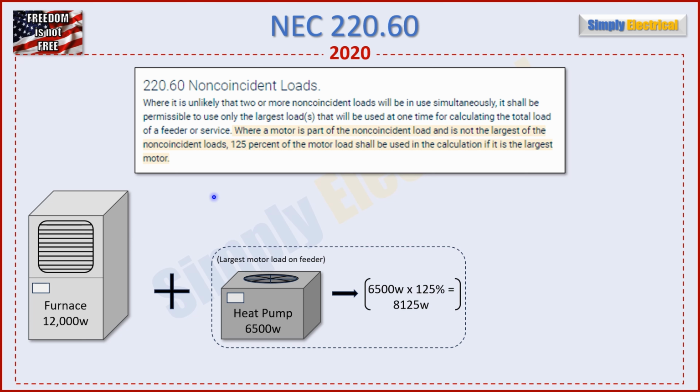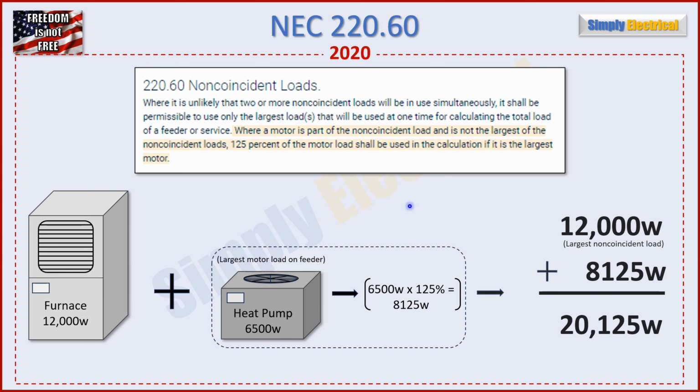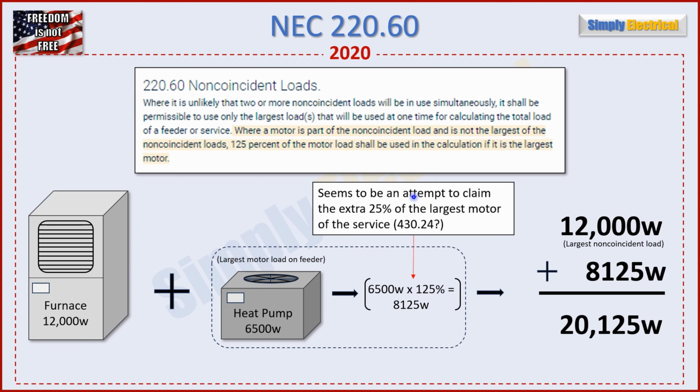If it were an exception, think about the consequences. Then we would be taking only the heat pump at 8125 watts and leaving the 12,000 watt furnace out of the calculation entirely. And that is obviously not their intention. So we see that we have the same problem that we had in the 2023 code. By adhering strictly to the text, we must add the two non-coincident loads together and add the 25% to the smaller load if it's the largest motor.